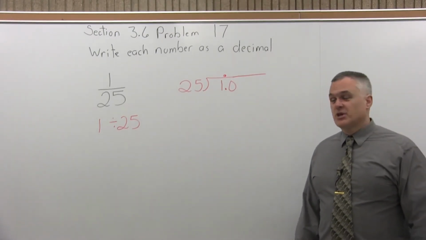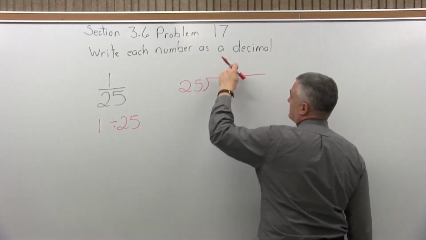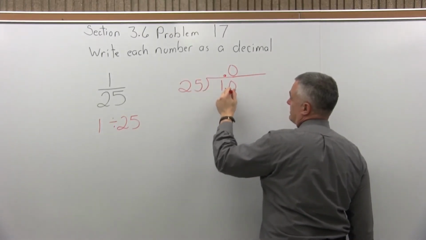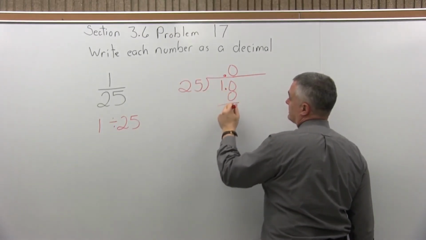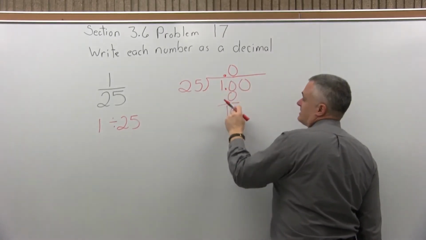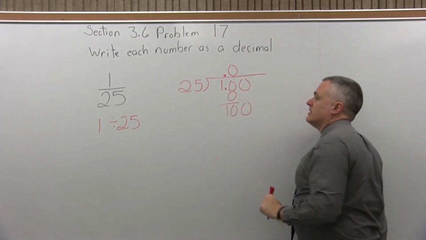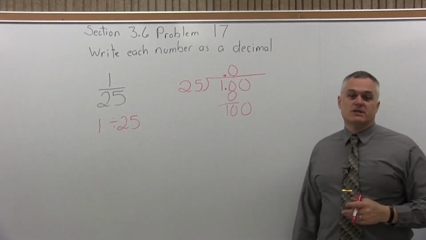Still won't fit. 10's not big enough to fit 25. So it really goes in 0 times. So 0 times 25 is 0, and I subtract: 10 minus 0 is still 10. But now, since it didn't go in evenly, I'm going to add another 0 on the top and pull it straight down. And that 10 with the 0 after it is 100.